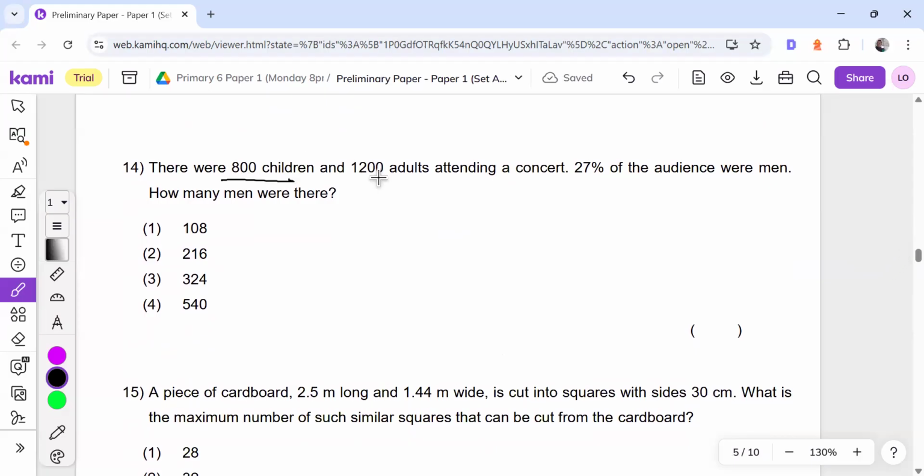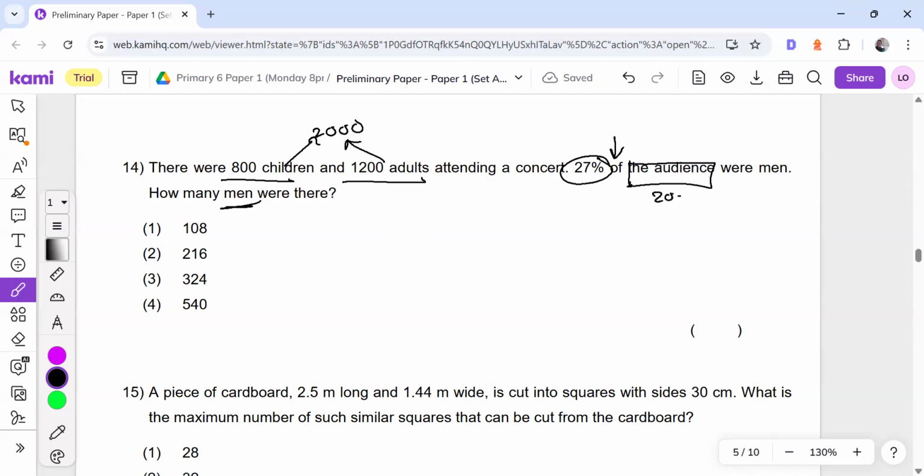Now there were 800 children and 1,200 adults attending a concert. 27% of the audience were men. How many men were there? Now, wherever you see a fraction or percentage, you need to ask what they are talking about. Look at what's behind the "of". Of what? The audience. Then can you find how many is the audience and who are the audience? The children and the adults. Add them together, that will be the audience.